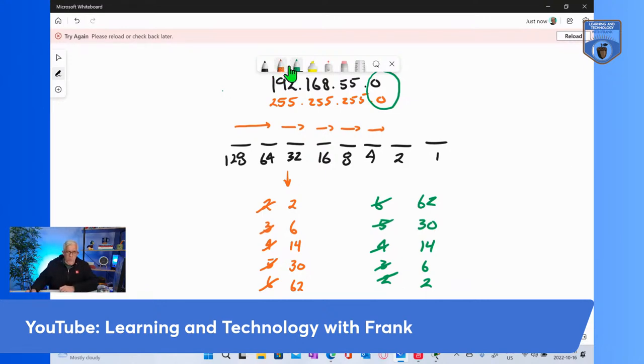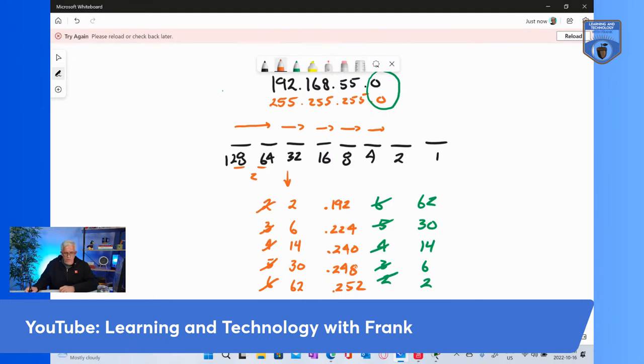I do that by borrowing bits. Here I borrowed 2 bits. If I borrow 2 bits, 128 and 64, 192. If I borrow 3, 224. If I borrow 4, 240. If I borrow 5, 248. If I borrow 6, it's 252. How did I get those values? 128 and 64, that's 2, 192. Plus 32, 224. Plus 16, 240.